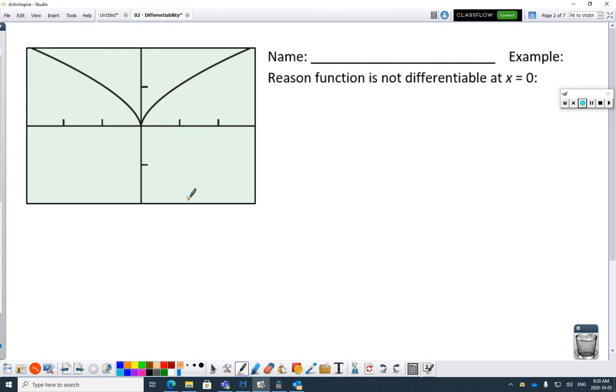Next, this thing's called a cusp instead of a corner. How will you know a cusp? The reason it's not differentiable is slope goes to infinity on both sides. Is that weird to say it's going to infinity?